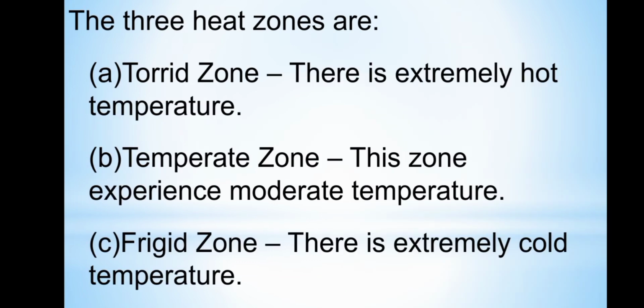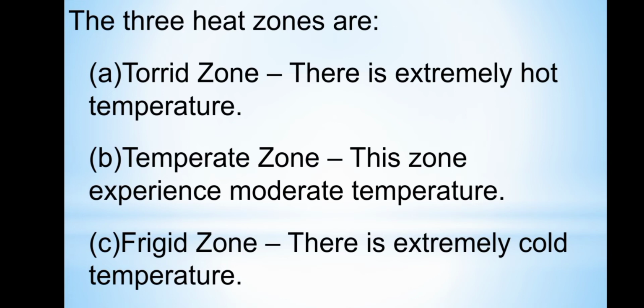First one, torrid zone. So you can mention their temperature. There is extremely hot temperature in the torrid zone because it gets direct sun rays. Second one is temperate zone. So this zone experiences moderate temperature. Why? Because slightly slanting sun rays are there in this zone. And third one is frigid zone. So there is extremely cold temperature. Right? So here it is.